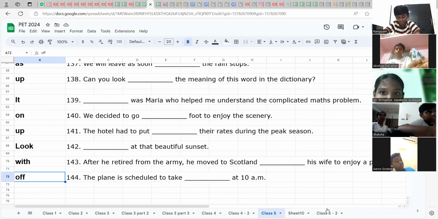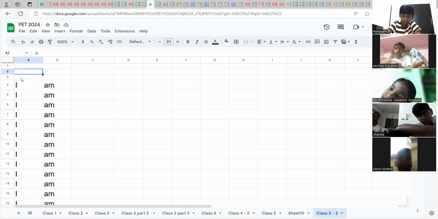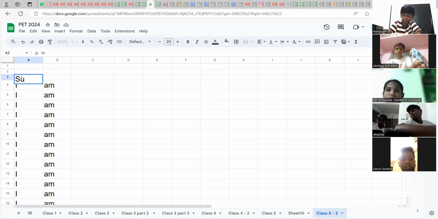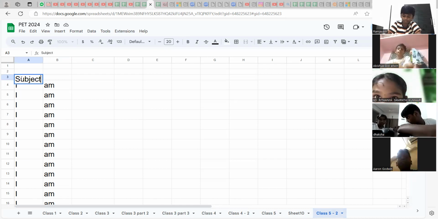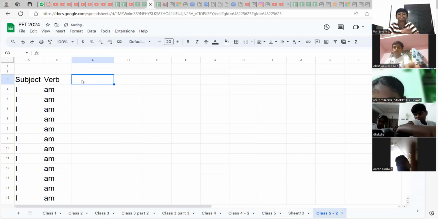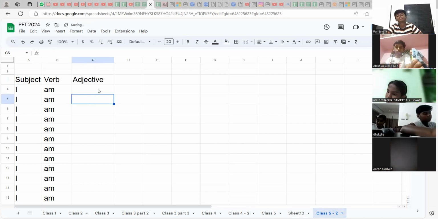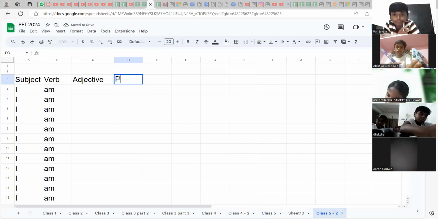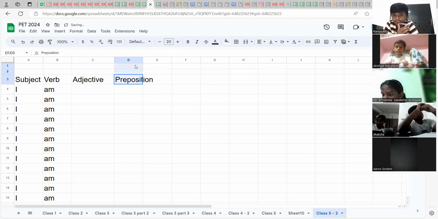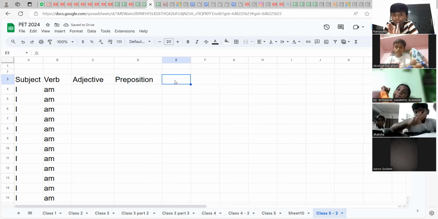I'm going to switch it on. See, I'm putting the words "I am." I is a subject. Note it down. I is a subject, am is a verb. Then I'm going to give an adjective. After that, a preposition is going to come. You have to give me the preposition. And so there will be a noun.